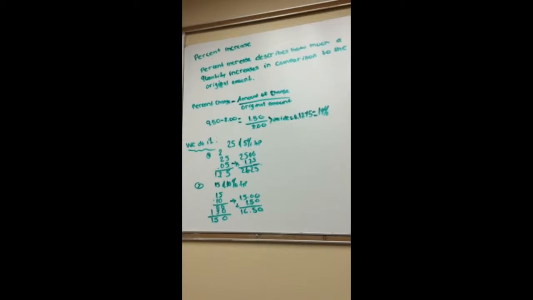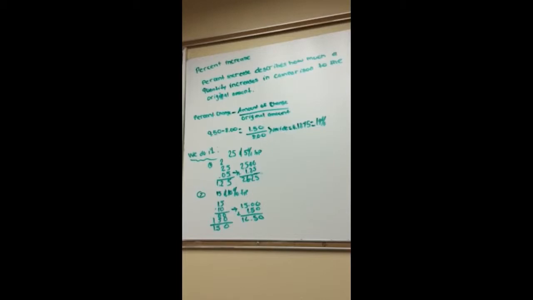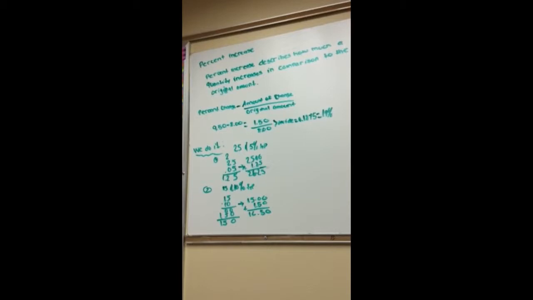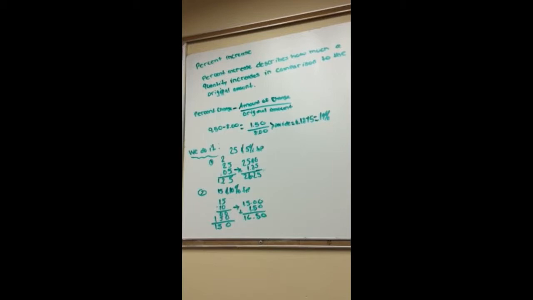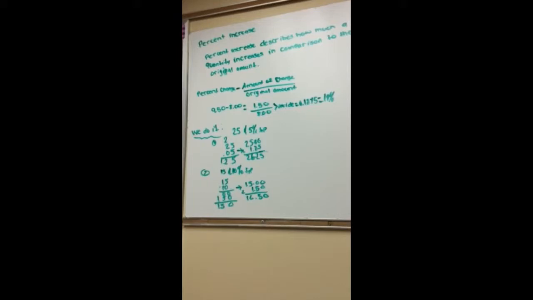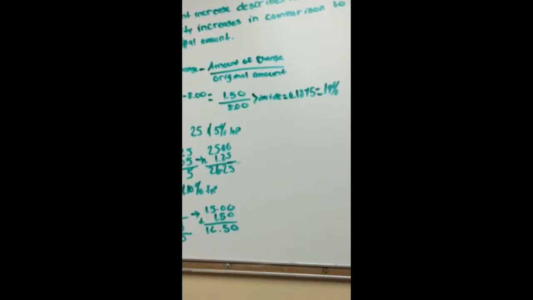Percent increase. Percent increase describes how much a quantity increases in comparison to the original amount. Percent change is amount of change over original amount. For example, $9.50 minus $8 would be $1.50 over $8. Then divide, and it's 19%.